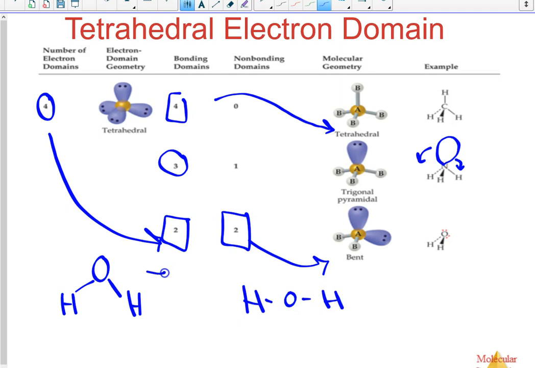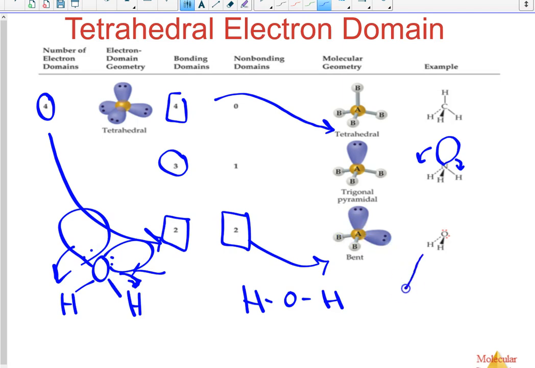Well, the reason why we drew it this way is because there were 2 pairs of electrons here that pushed the H's away or forced the H's closer together. So that's why typically when I drew water, I drew it as bent, because it is bent.